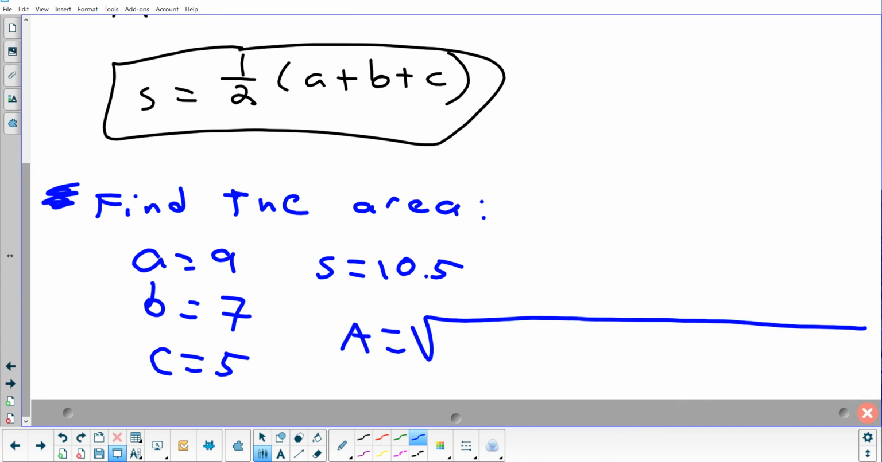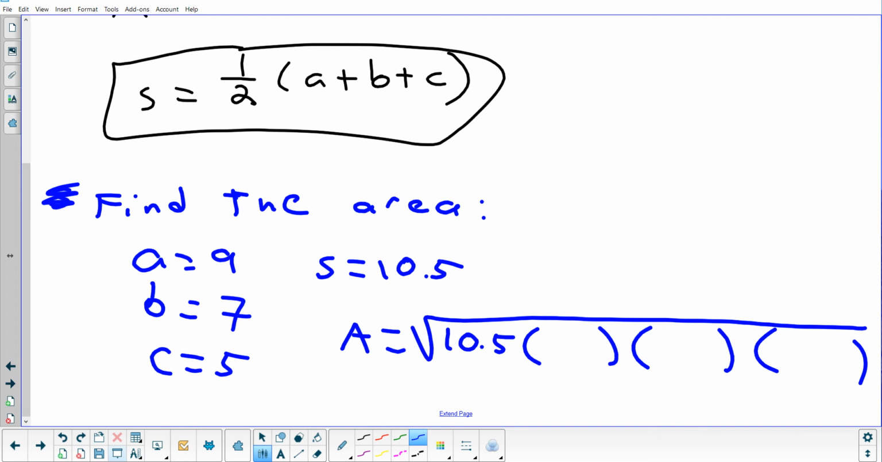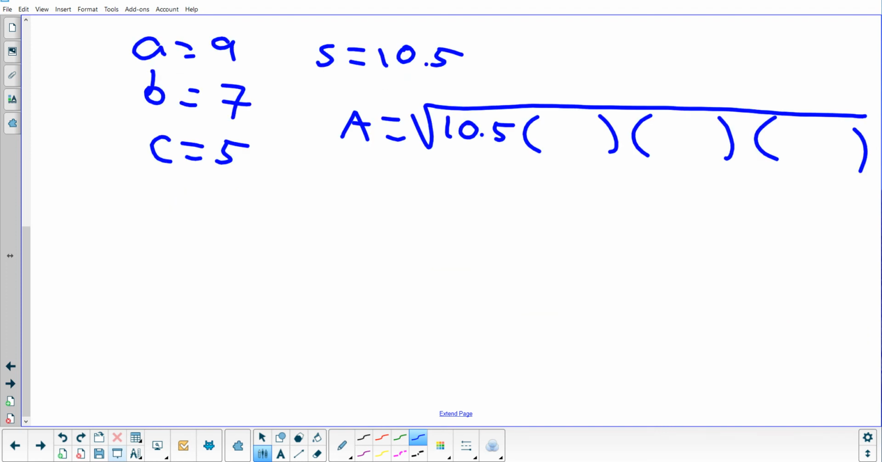So square root of s, and then leave spots to fill 3 things in. What's s minus a? 1.5. What's s minus b? 3.5. And what's s minus c? 5.5.